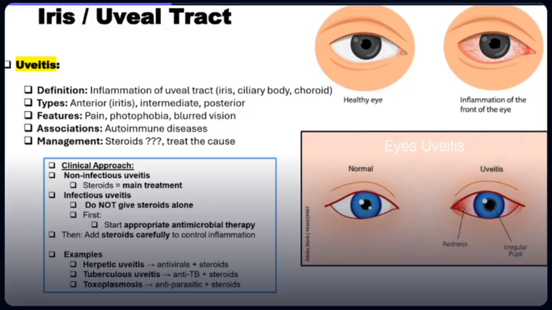In infectious cases, such as the herpetic, tuberculosis, or toxoplasmosis examples provided, our management shifts to a mandatory sequential protocol. We must initiate targeted antimicrobial therapy to halt pathogen replication, before carefully introducing steroids to mitigate inflammatory tissue damage. If we were to administer steroids in isolation against an active infection, we would essentially be deactivating the ocular immune response, providing the pathogen with an uninhibited environment for rapid proliferation.